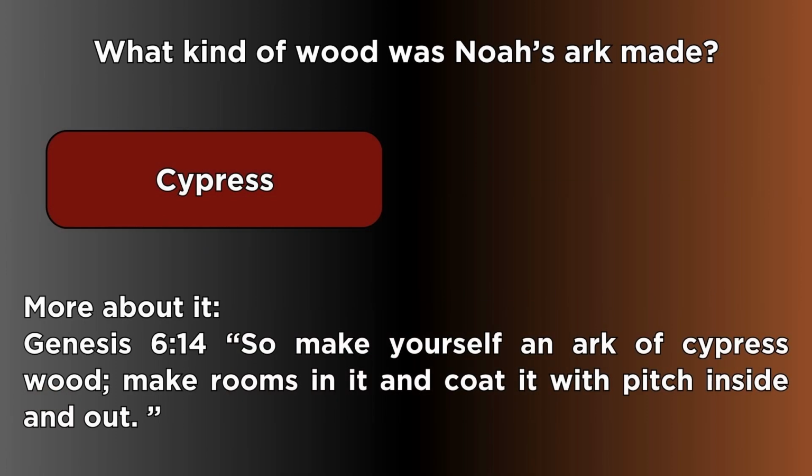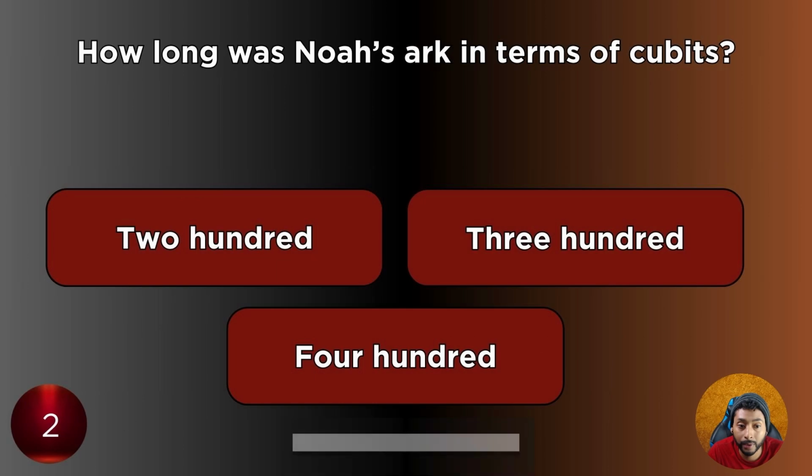Cypress. Genesis 6:14. So make yourself an ark of cypress wood, make rooms in it, and coat it with pitch inside and out. 2. How long was Noah's Ark in terms of cubits? 200, 300, or 400?